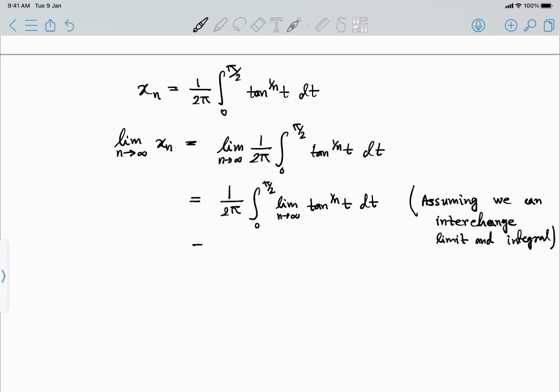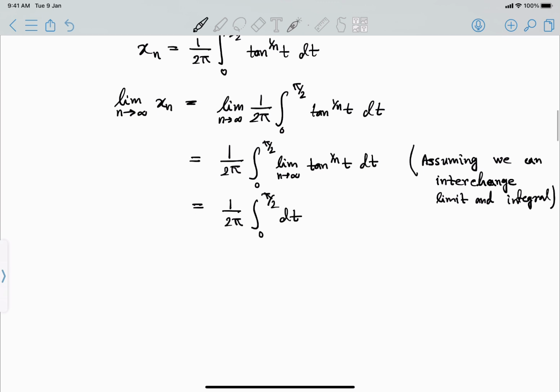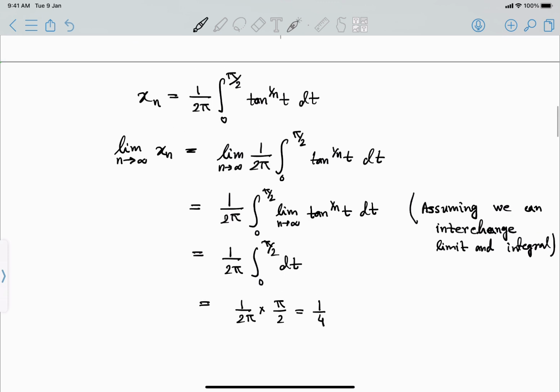Right. So what will happen then? As n tends to infinity, where will this go? This goes to 1, right? So therefore it will become 1 by 2 pi integral 0 to pi by 2 dt. And if you do this integration, 1 by 2 pi times pi by 2, so 1 by 4, right? So we'll get the limit.